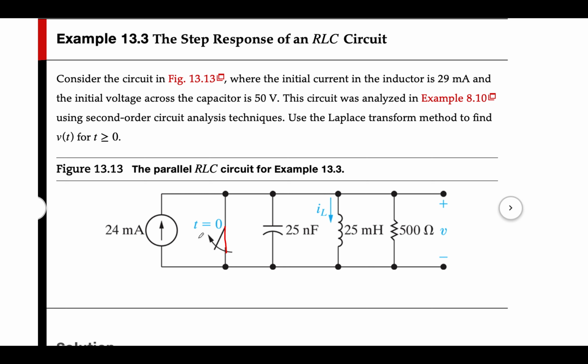Anyway, the switch opens at t equals 0, and we're going to be left with these 3 in parallel. What we want to do is find the voltage here, given that we have an initial condition on the current in the inductor and an initial condition on the voltage across the capacitor. I'm going to have you just ignore this, because given that they give you the initial conditions, you don't need to actually try to find those.